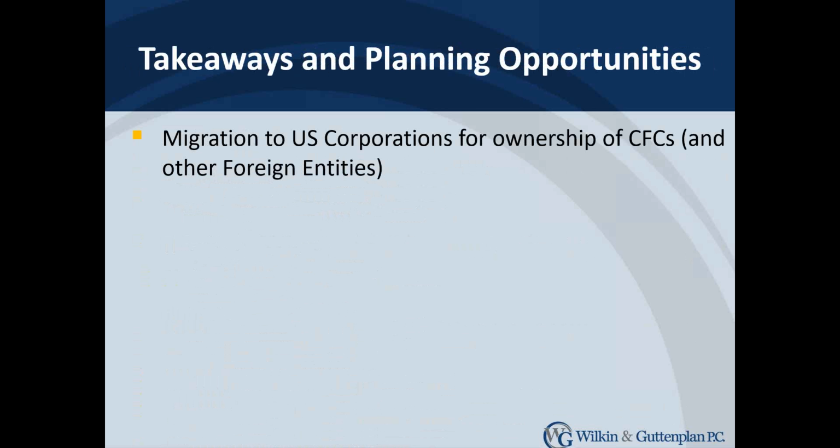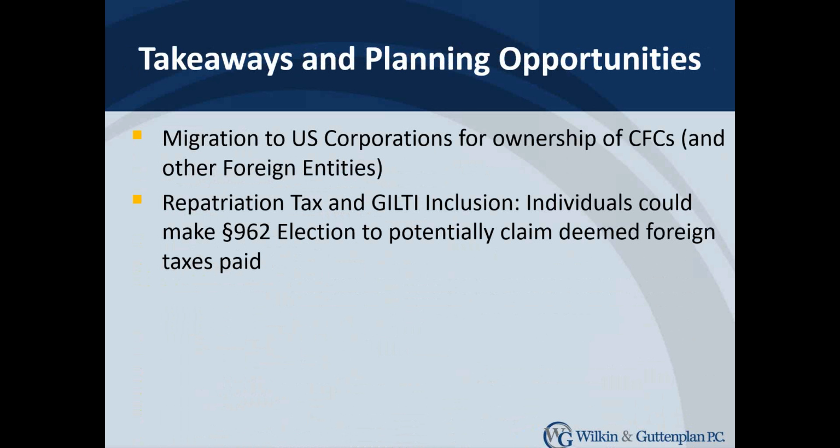All right. So just by way of takeaways and planning opportunities, we may see a migration to U.S. corporations owning CFCs and other foreign entities rather than through individuals or S corporations. And that probably should say U.S. C corporations. As much as we're saying that, there's a downside to having things in a C corporation, so that's a decision you cannot make in a vacuum. You have to look at things like your exit strategy from your business and what makes the most long-term sense. Exactly.